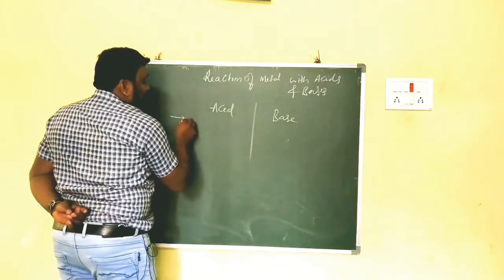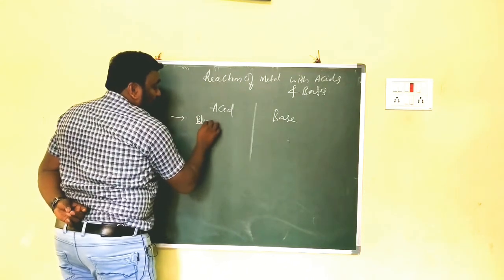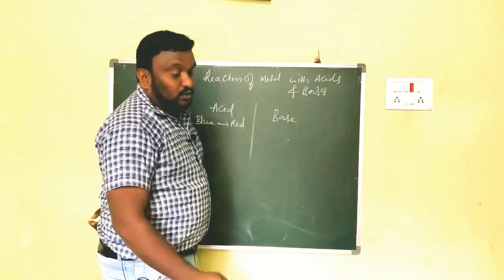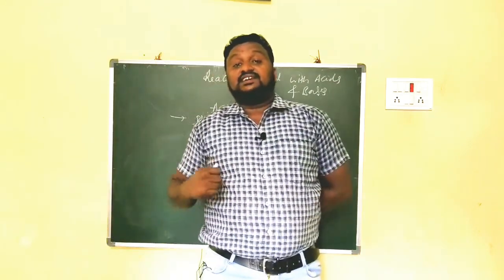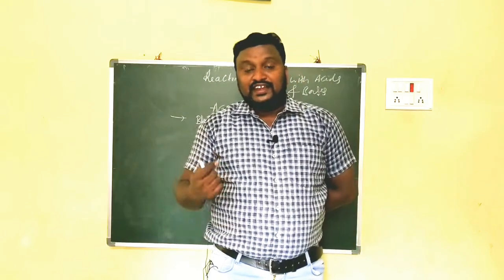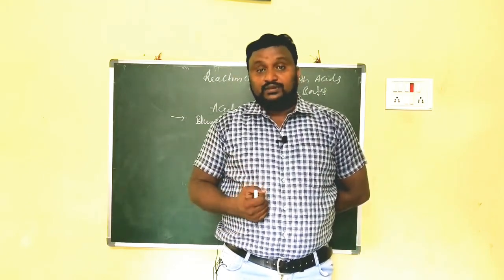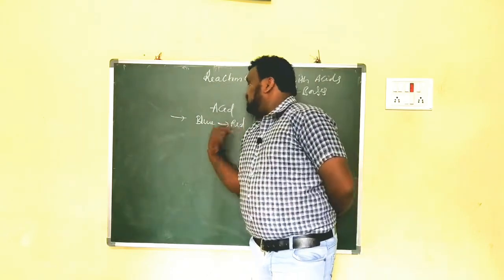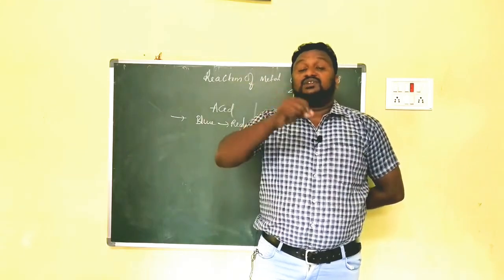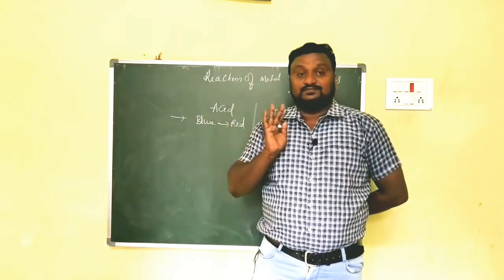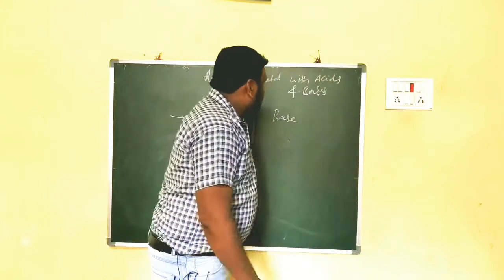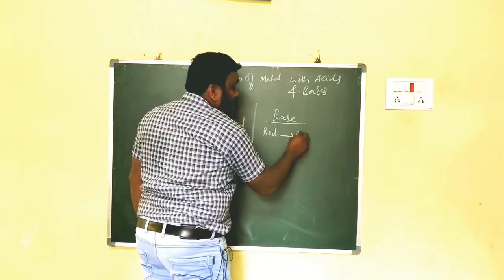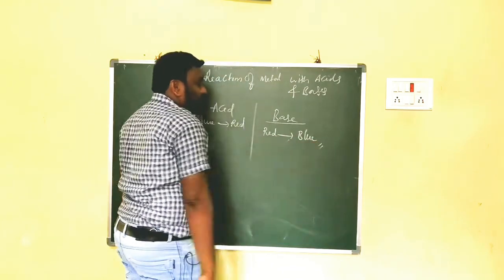Acid changes blue litmus paper to red. How can we identify whether a solution is acid or base? For that we use an indicator, that is blue litmus paper. When you keep blue litmus paper in an acid, it turns red. Then that solution, what do you say? That is an acid. Clear? And a base turns red litmus paper to blue.